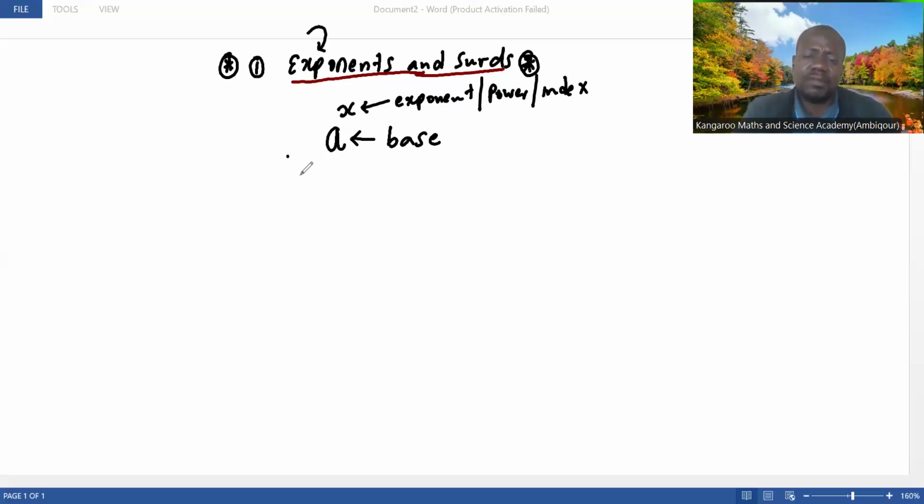Very important. Because remember in the previous grade, for example, if you have 2 to the power of 3, 3 is the exponent. And this exponent is actually telling us how many times we should repeat the base. So it means we repeat the base 3 times. This is the same as 2 by 2 by 2.